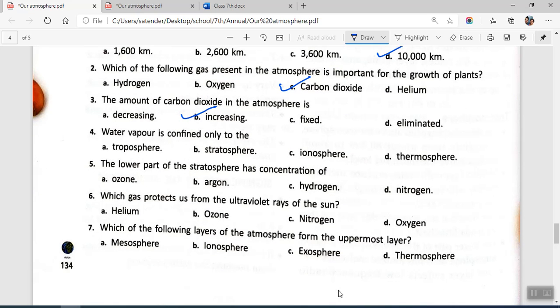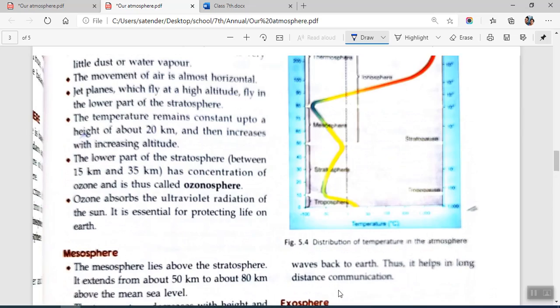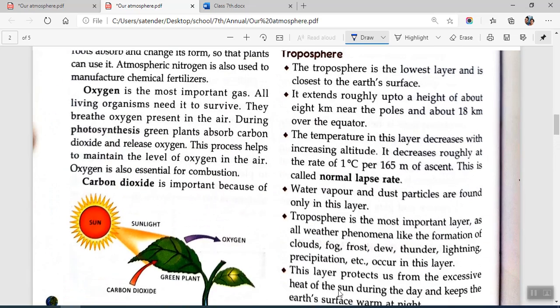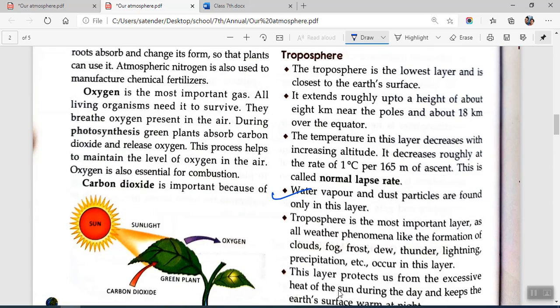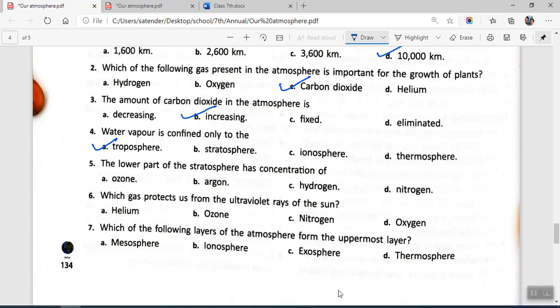Next we have, water vapor is confined only to the troposphere. So this is the first layer of atmosphere. It says that water vapor and dust particles are found only in this layer. Lower part of the stratosphere has the concentration of ozone. This is the direct line picked up from the chapter.